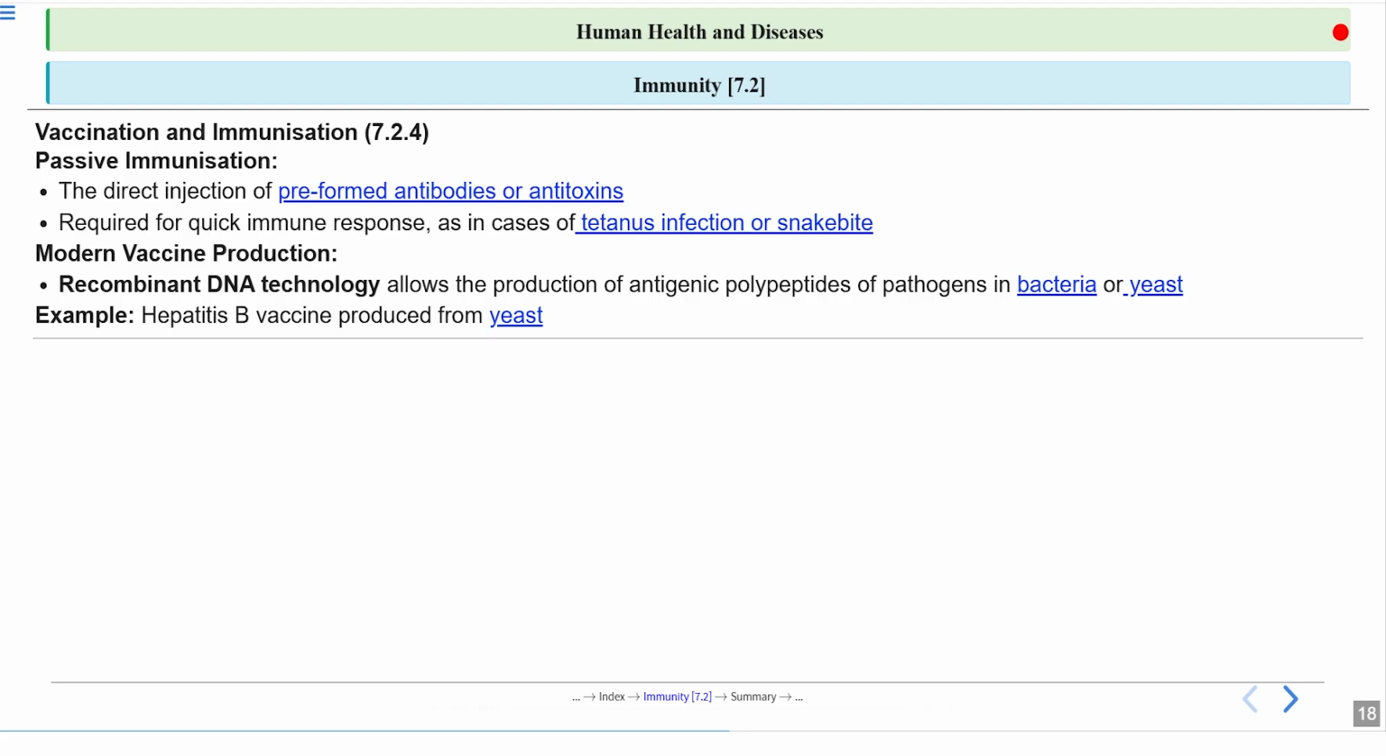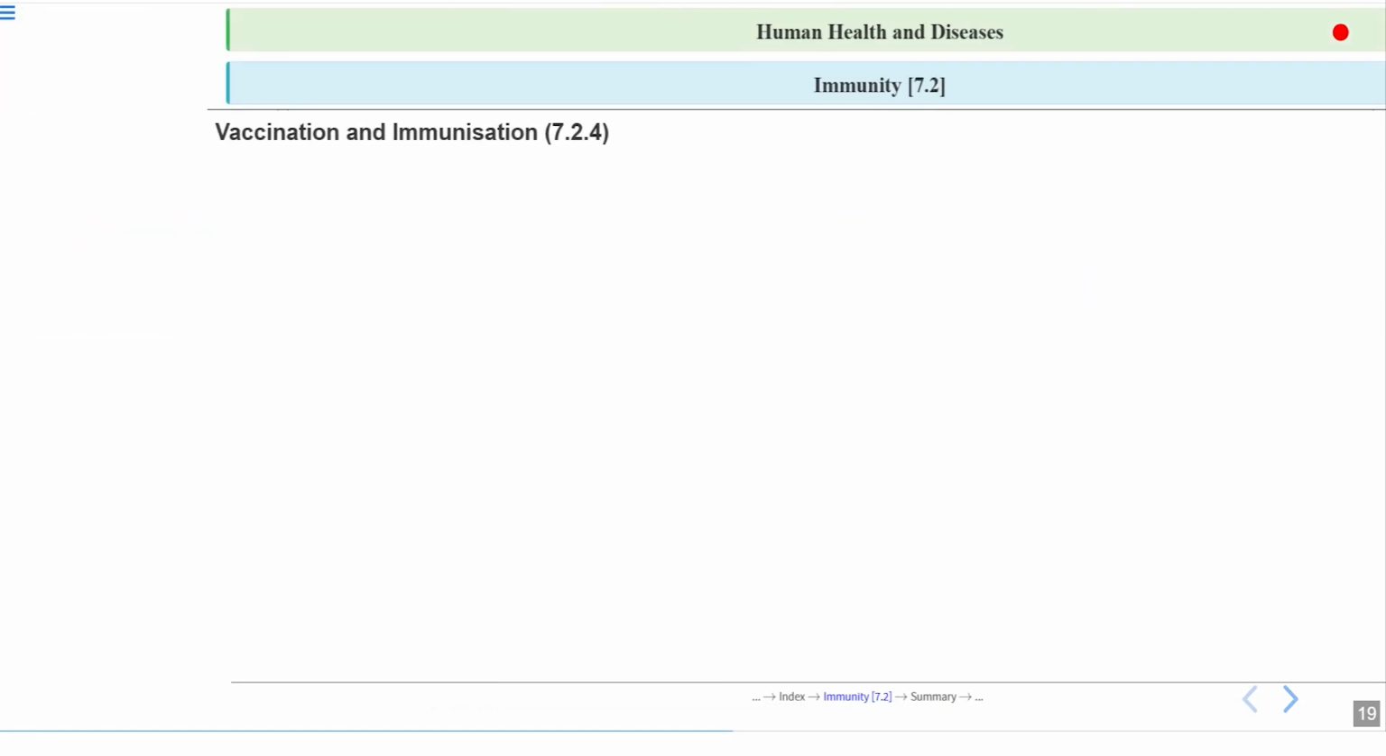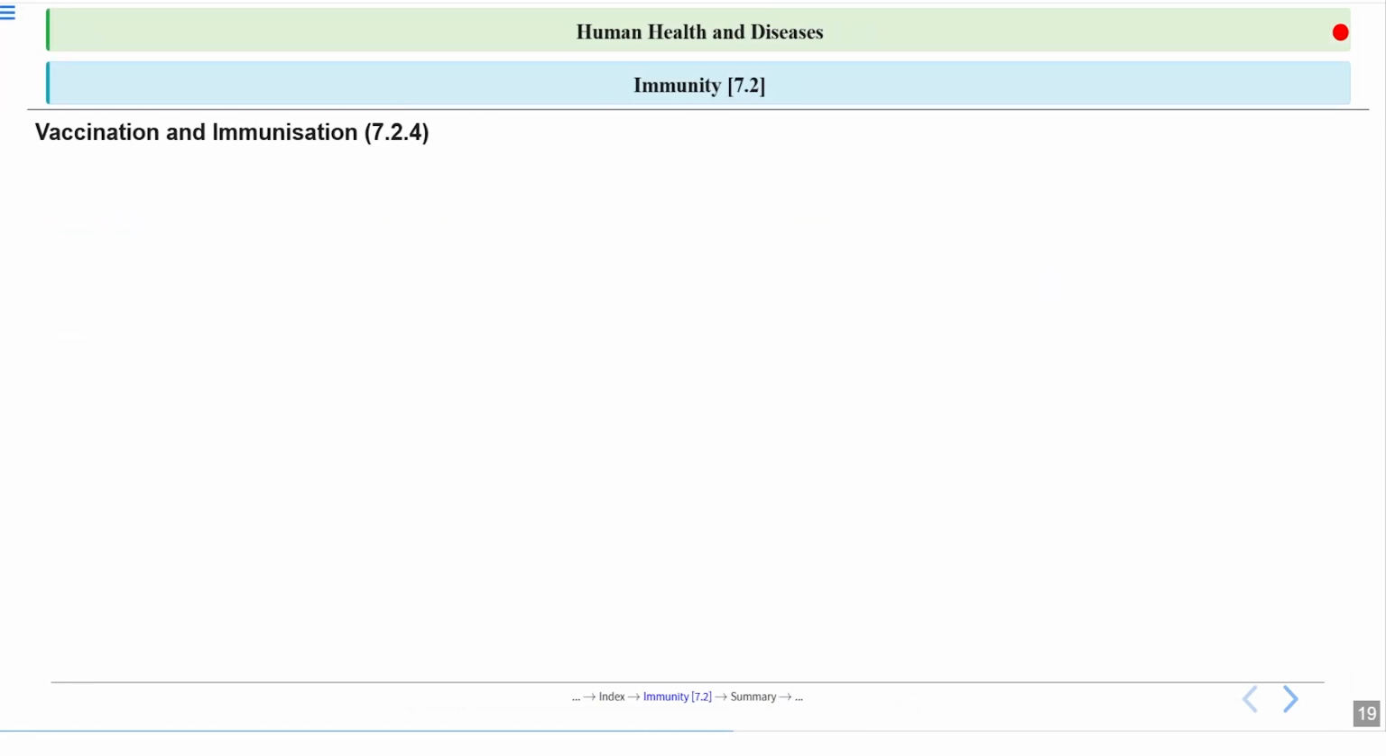Clear? Now this method is safer because it is not using the whole virus, just the part of the virus that triggers the immunity. So what are these antigenic polypeptides? These are the parts of the pathogens against which immunity can be triggered. So these antigenic polypeptides are used in the vaccines now instead of the whole pathogen.